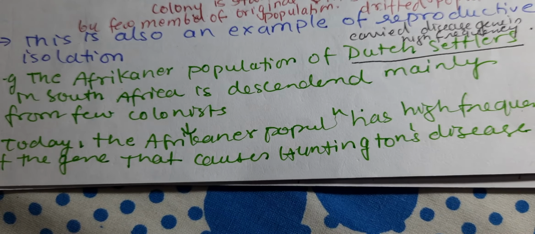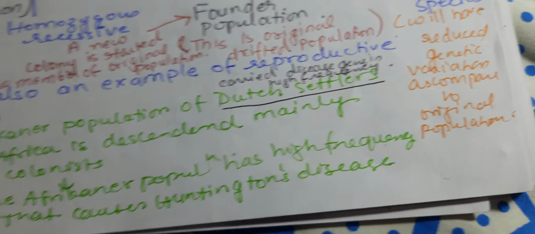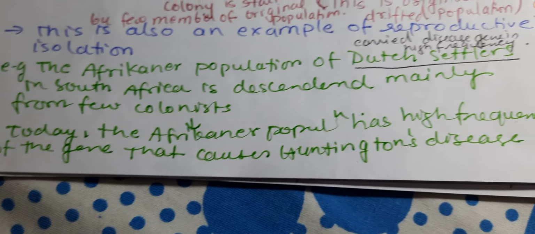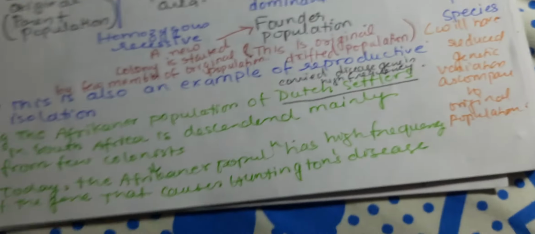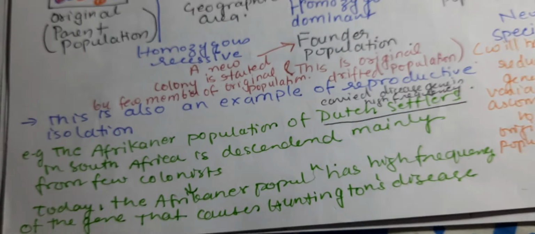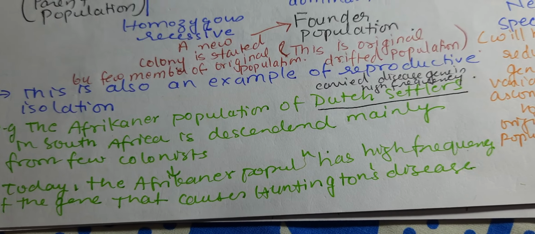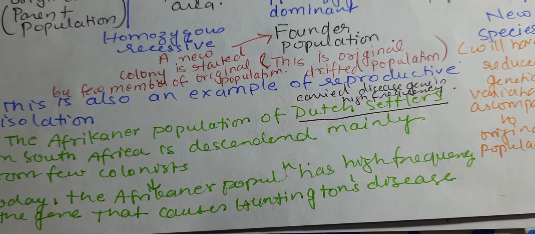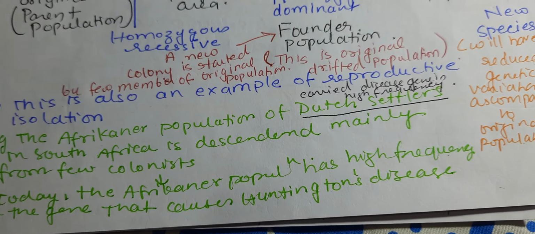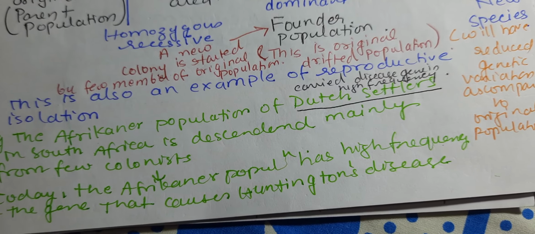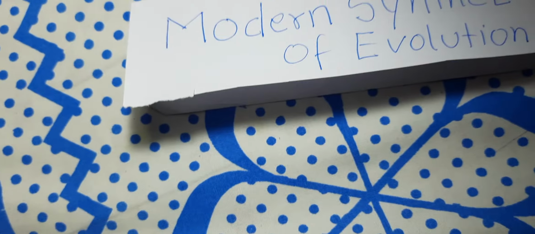So today the African population has a high frequency of the gene that causes Huntington disease. So this is one of the examples, you can say, of founder effect. The population of Dutch settlers in South Africa is descended mainly from a few colonists.